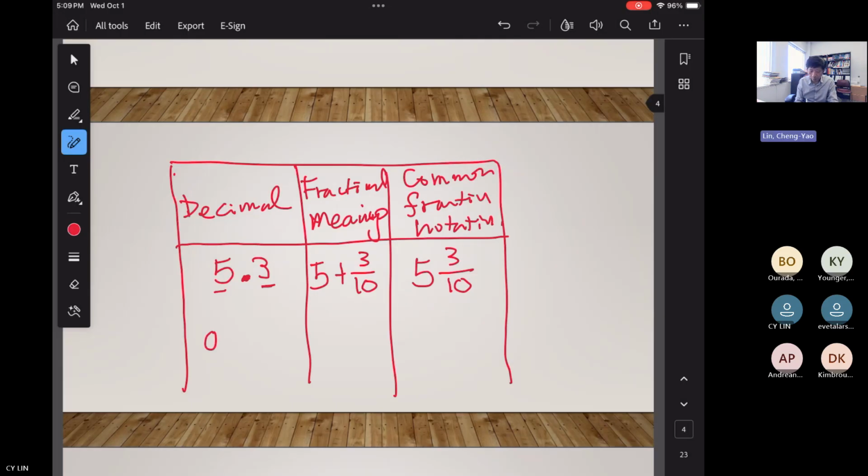How about 0.02? What's the fractional meaning? The fractional meaning, that means we have a 0 for the ones. And that means we have a 0 for the tenths. That means we have a 2 over 100. So 2/100.